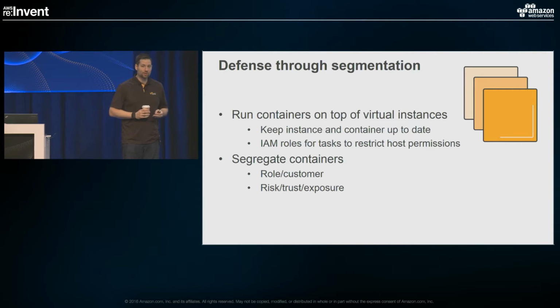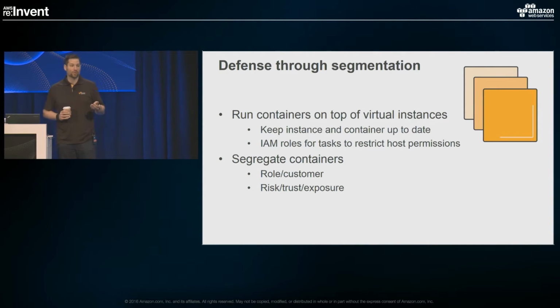We fairly recently launched IAM roles for tasks, which means that you don't have to put the IAM role on the EC2 instance only. You can put it on a task definition and then segregate the containers. You can switch them out by, for example, role or customer, and have all the customers running on the same set of instance cluster. Or you can separate them on a risk, trust, and exposure level.